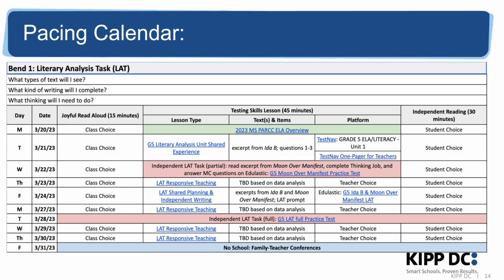Let's look at an example pacing calendar, and specifically Bend 1. When you look up here, we see the questions the students will answer throughout. What types of texts will I see? What kind of writing will I complete? And what kind of thinking will I need to do? As you can see, we start with a park overview on day 1. Make sure to read through these slides and adjust to fit your style and the needs of your students.